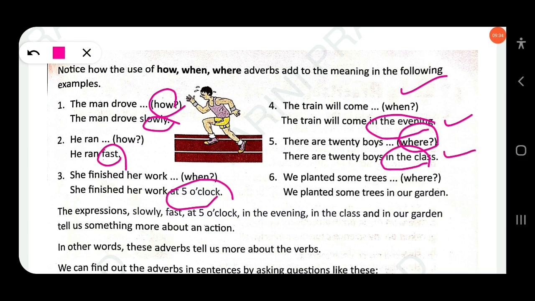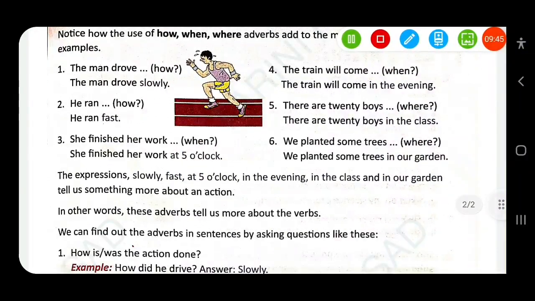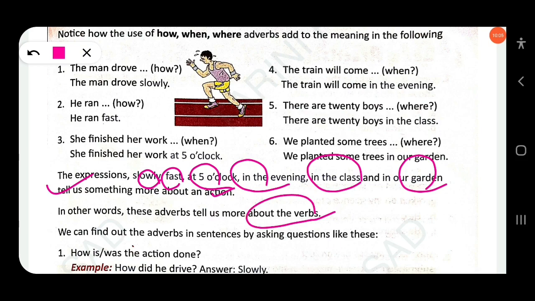Where? In the class. We planted some trees. Where? In our garden. Here garden is adverb of place. Clear? So these expressions, slowly, fast, at 5 o'clock, in the evening, in the class, in our garden, tell us something more about an action. Right, they tell more information about the verb, about the action. In other words, these adverbs tell us more about the verbs.